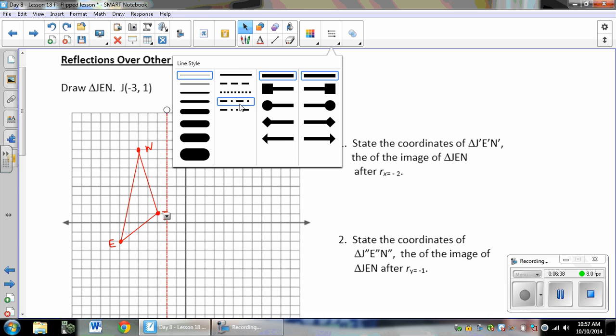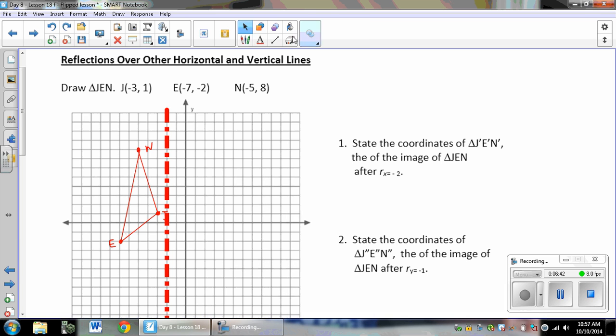Again, you don't have to, but it's just one of those things we like to do to make sure we know what we're reflecting over and what's actually a line on our image or our pre-image. In any case, you want to draw in some kind of dotted line here for x equals -2, and then we're going to flip over that line.